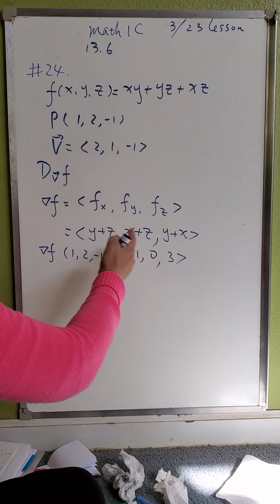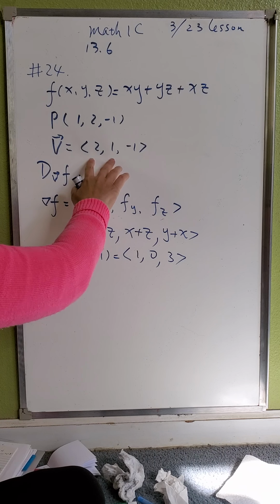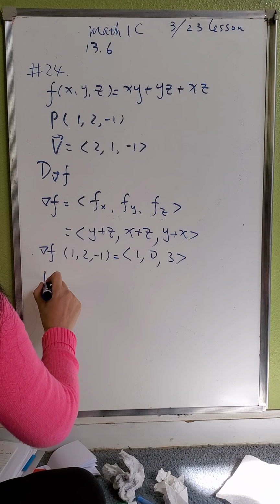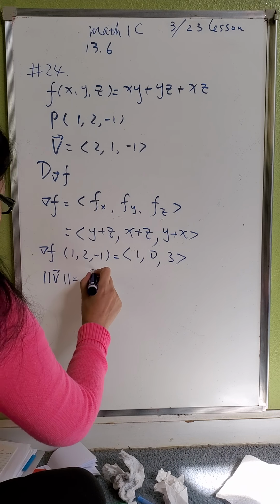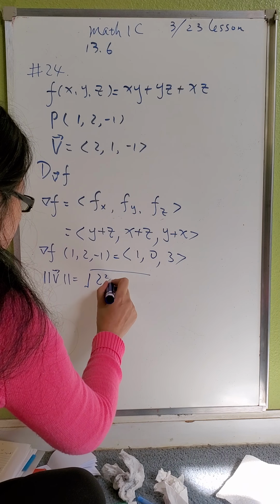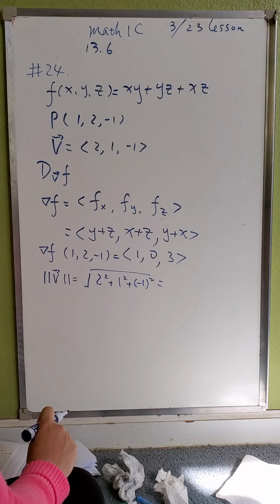Not 0, so therefore we need to find this one. Well, find the length first and make sure if it's a unit vector or not. The length of V is equal to the square root of 2 squared plus 1 squared plus negative 1 squared, which is equal to what? Square root of 6.